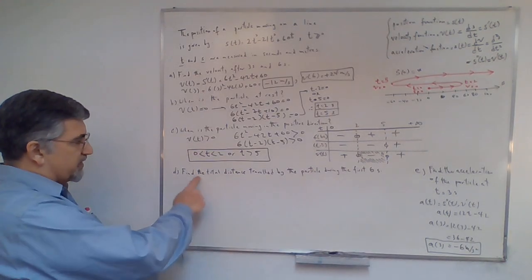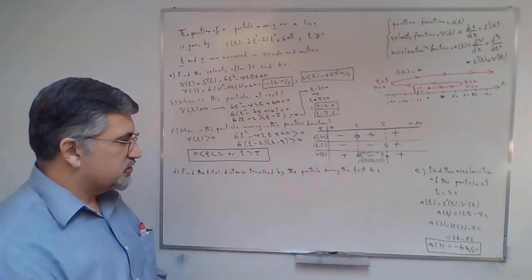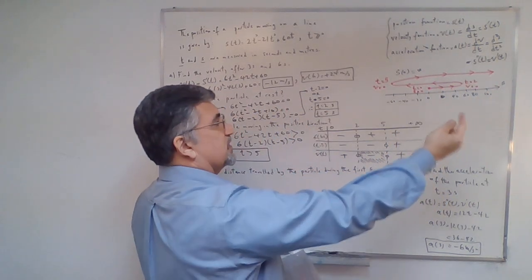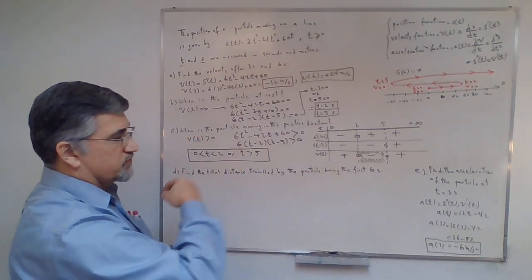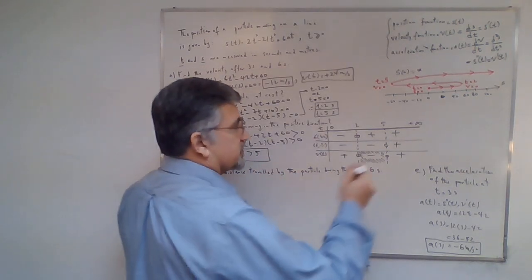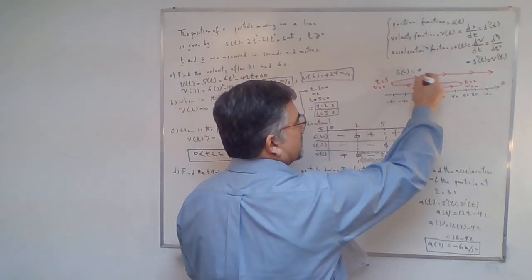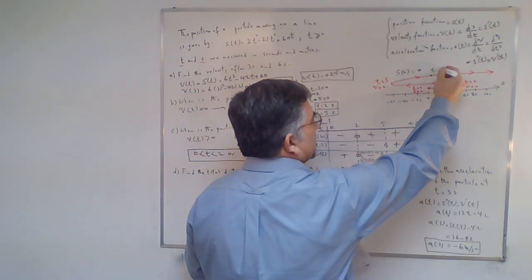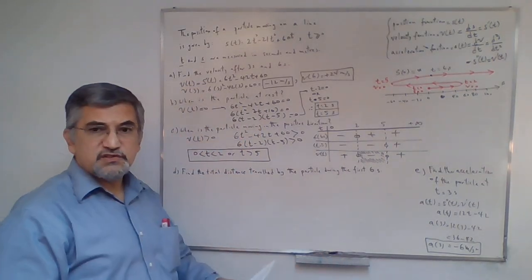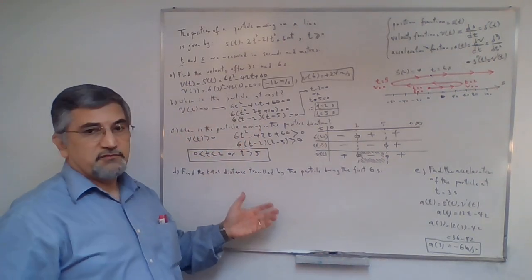Now here it says find the total distance traveled by the particle during the first 6 seconds. So the first 2 seconds it goes to the right, and then another 3 seconds moves to the left, and then another 1 second moves forward, so that we reach, let's say here is like t equals 6 seconds. So we need to find all these distances, and we have to add them up.